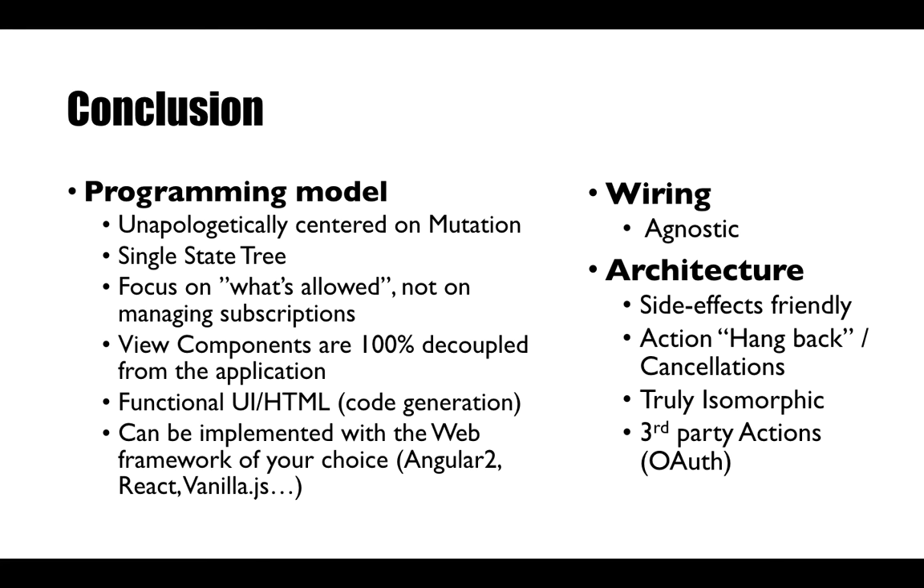From an architecture perspective, SAM is side effects friendly because of its roots in TLA+ and mutation. It implements new concepts such as action hangback and generate cancellations. It also allows you to write business logic that is truly isomorphic. I've shown over and over that the code of the action, the model, the view and the state can be migrated to the server at any point in time. And it also supports third-party actions that would present proposals to the model, say using an OAuth protocol with an OAuth token.